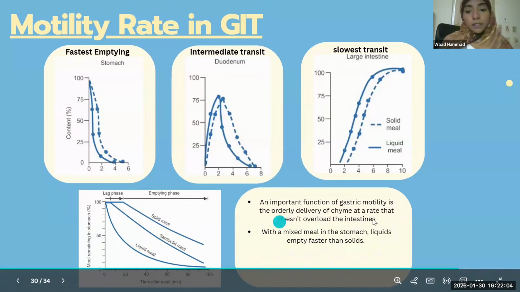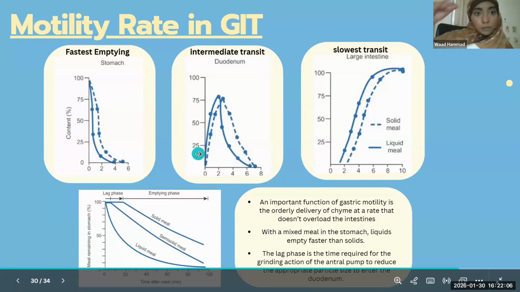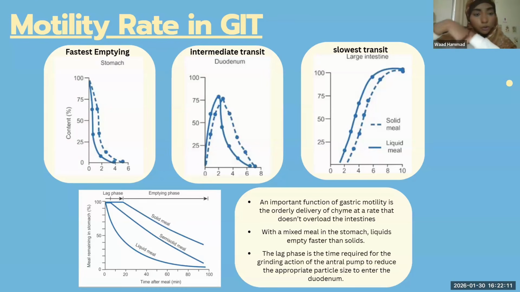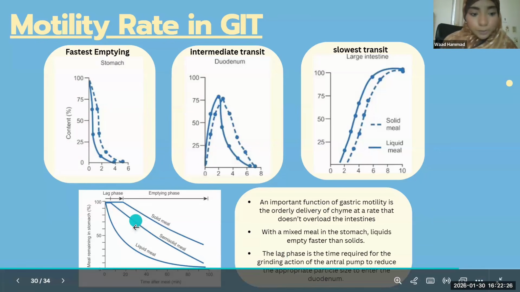So it can very easily go through the pylorus and bypass the pylorus. For example, if we don't want food to go into the duodenum, let's say this is the pylorus, solid food cannot go past because it's solid. But liquid can very easily pass the pylorus and go into the duodenum. And you can see this very easily here.